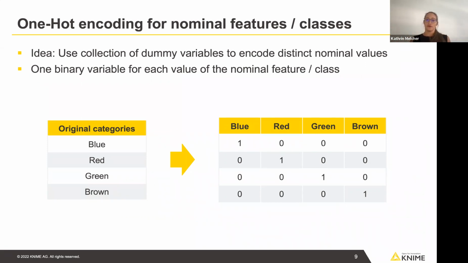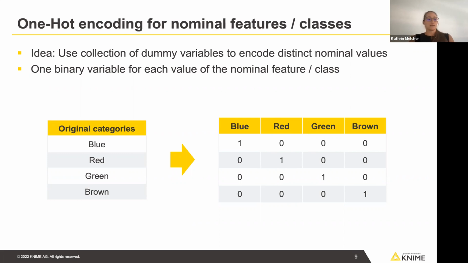To encode the different values that we have. So if again we have the different categories blue, red, green, and brown, 4 categories, we would create 4 different columns: blue, red, green, and brown. And if a feature is present or a class is present, then we get a 1, and otherwise we get zeros.